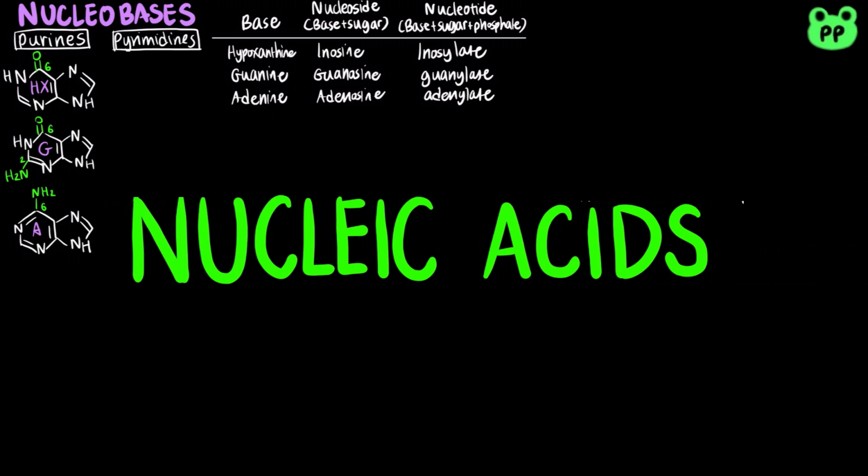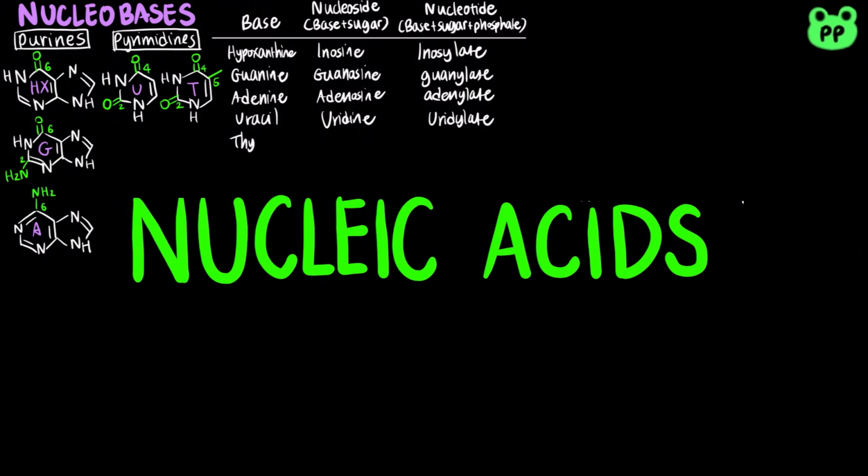Pyrimidines have a single 6-member ring. Uracil has a ketone group on carbon 2 and carbon 4. Its nucleoside is known as uridine, and its nucleotide is known as uridylate. Thymine has a very similar structure to uracil, with the addition of a methyl group on carbon 5. The nucleoside of thymine is known as thymidine, and the nucleotide is known as thymidylate.